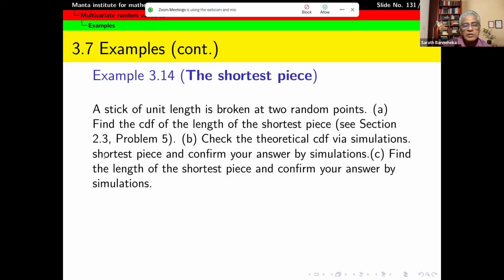So that's something, I think some typing error. Then part C, find the length of the shortest piece and confirm your answer by simulation. So that is the same, something repeated here by mistake because I copied the question from the book. I may have double pasted it somewhere. So anyway, the question is first of all to find out the CDF of the length of the shortest piece, and then get the same thing using simulations, right?